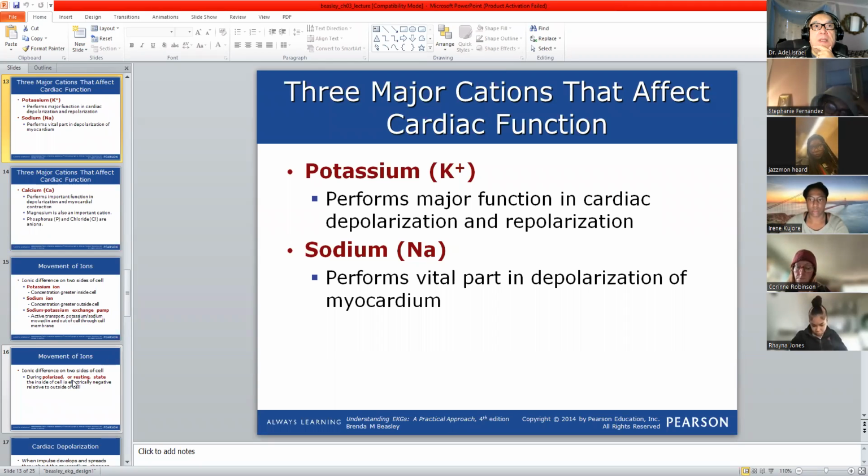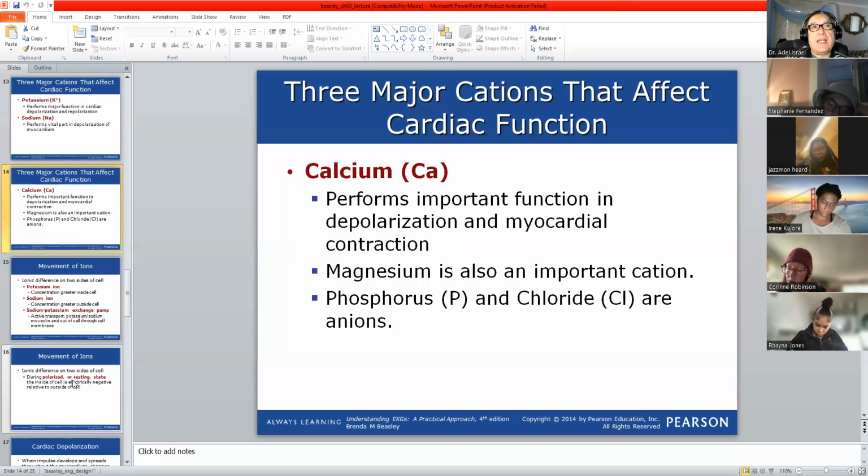So potassium is very good to prevent contraction. This means it is very good for relaxation. Take care of this example. Then we have sodium. Then we have calcium. Calcium is very important for contraction.